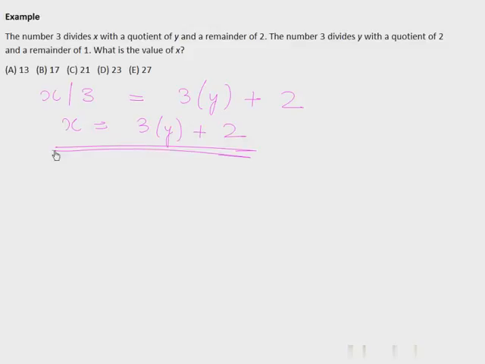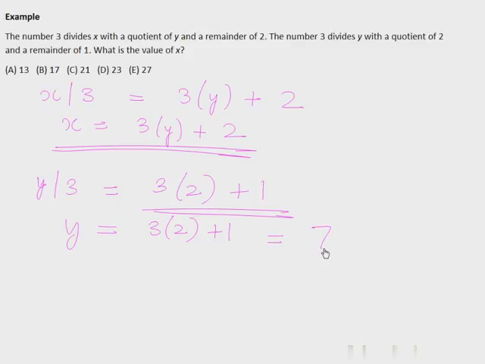The number 3 divides Y with a quotient of 2 and a remainder of 1. So Y divided by 3 gives a quotient of 2 and a remainder of 1. This means Y is equal to 3 times 2 plus 1. So we have Y is 7.